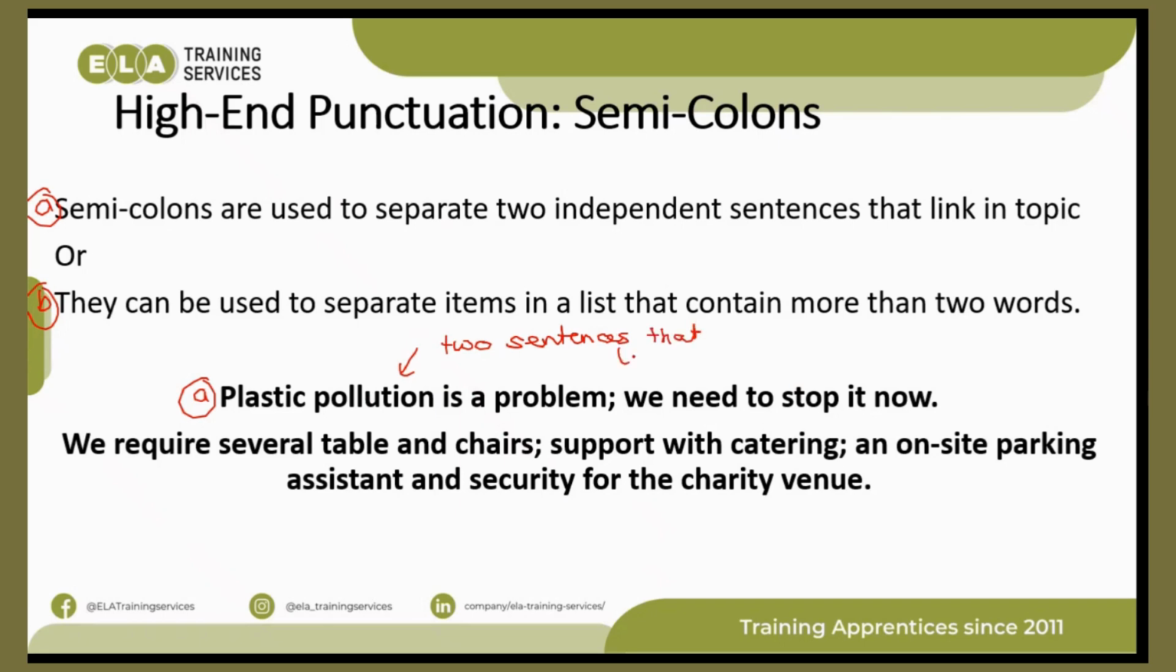So for example, plastic pollution is a problem. We need it to stop now. So our second sentence links to the first. Then our sentence B, we require several table and chairs, support with catering, an on-site parking assistant and security for the charity venue. So remember, it's in a list that contains two or more than two words. So here we've got several table and chairs, 1, 2, 3, 4 words. Support with catering, 3 words. And that's our items in a list, and we don't need one for the last one because we've got our conjunction.